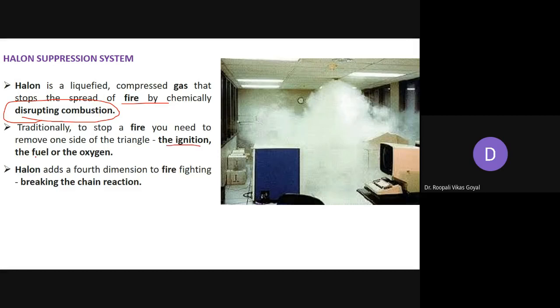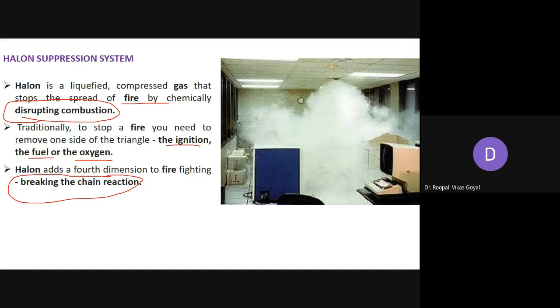इग्निशन को रोको या फिर फ्यूल को रोको या फिर ऑक्सीजन को. फ्यूल रोकना is very difficult, ऑक्सीजन या इग्निशन पे हम वार कर सकते हैं. तो here this halon, it will add a fourth dimension of firefighting mechanism, that is breaking the chain reaction. So chain reaction अगर नहीं होगा तो the fire will extinguish.